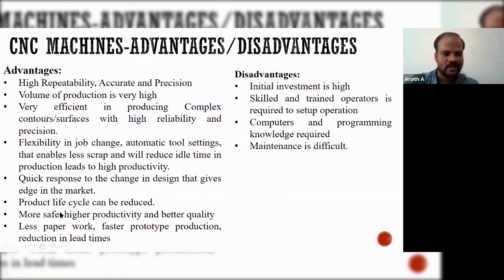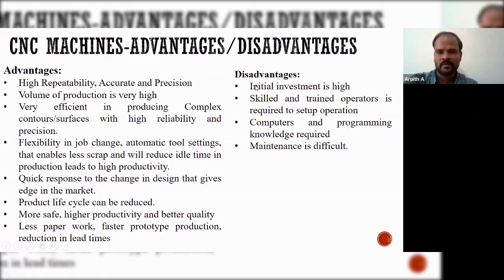Okay, next, it is more safe, it is highly productive, and it has high quality, right? And the biggest advantage is, again, the scrap will reduce, right? Because it has a feedback system, you hardly end up with wrong products, right? So these are the advantages of CNC.